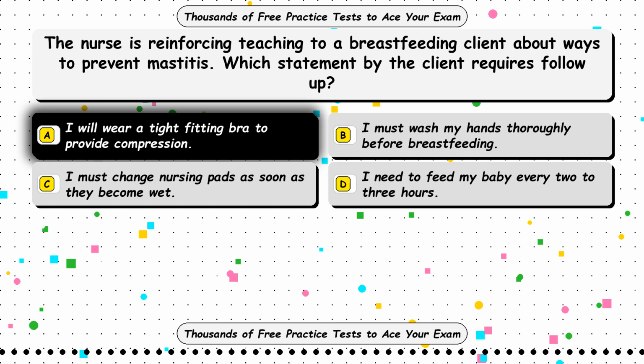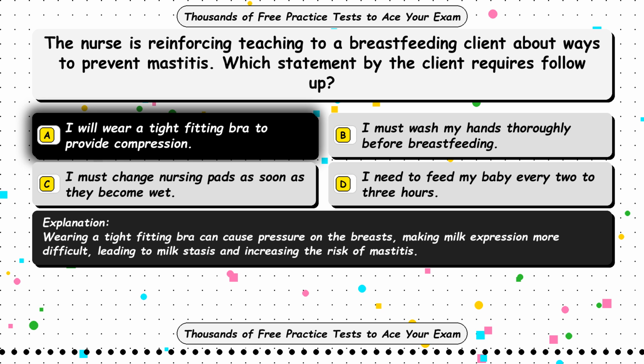The correct answer is option A. I will wear a tight-fitting bra to provide compression. Wearing a tight-fitting bra can cause pressure on the breasts, making milk expression more difficult, leading to milk stasis and increasing the risk of mastitis.